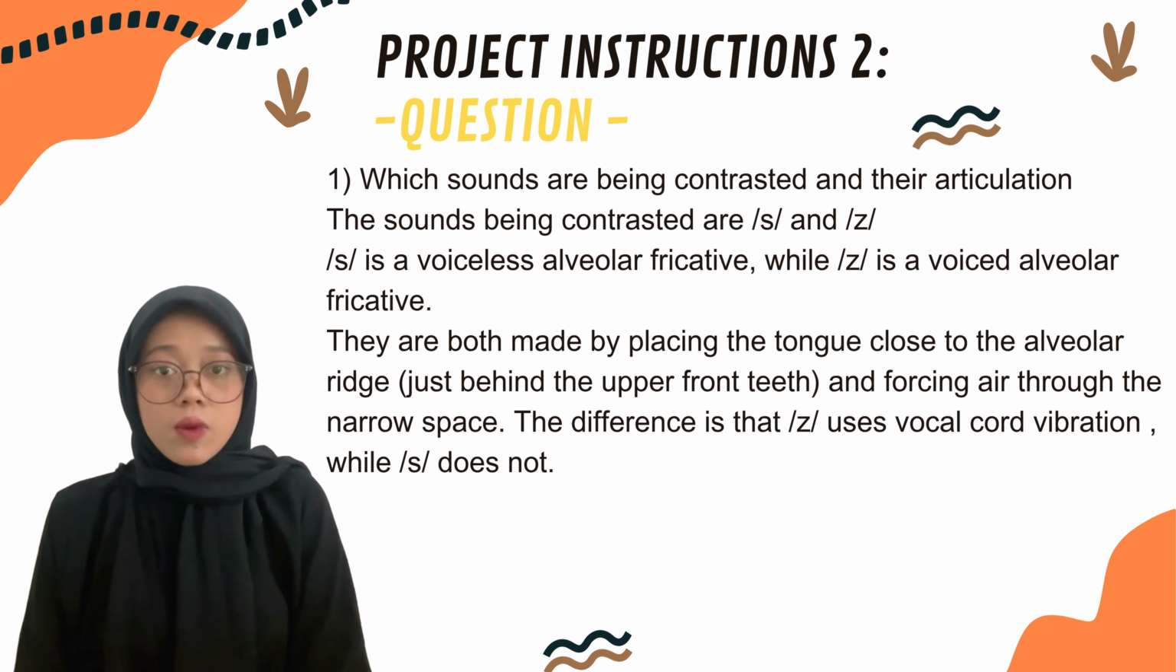Question 2, there are some questions. The first question is, which sounds are being contrasted and what is their articulation? The answer is, the sounds being contrasted are S and Z. S is a voiceless alveolar fricative, while Z is a voiced alveolar fricative. They are both made by placing the tongue close to the alveolar ridge, just behind the upper front teeth, and forcing air through the narrow space. The difference is that Z uses vocal cord vibration, while S does not.